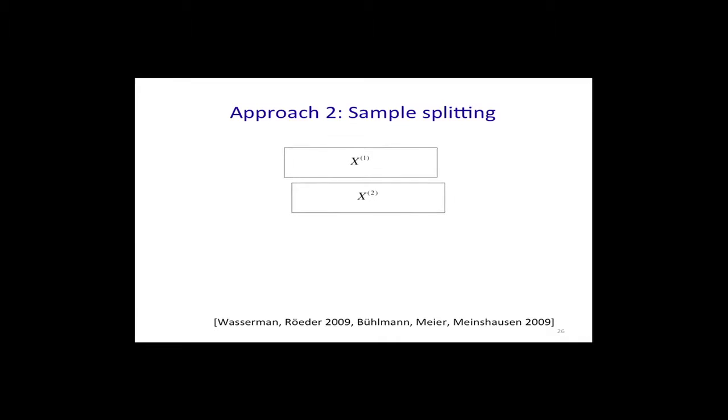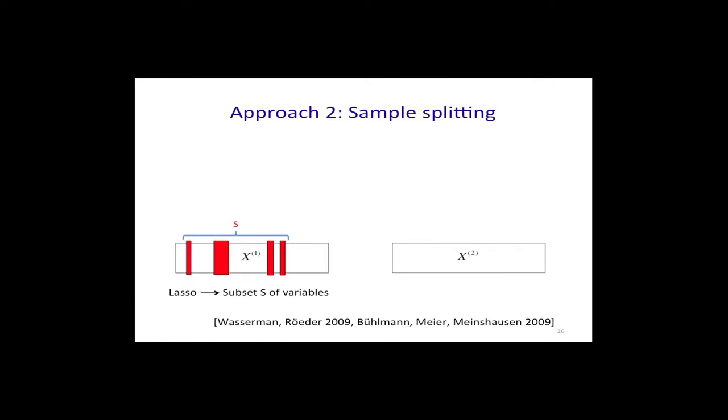The second approach is a very simple idea. It's called sample splitting. As I was explaining, the main issue here is the high dimensionality, so let's go to the low dimensional case. This is your data set, and you cut it in two halves. In the first half, you run the lasso estimator, and it gives you a subset S that hopefully contains all the relevant variables plus some other things.